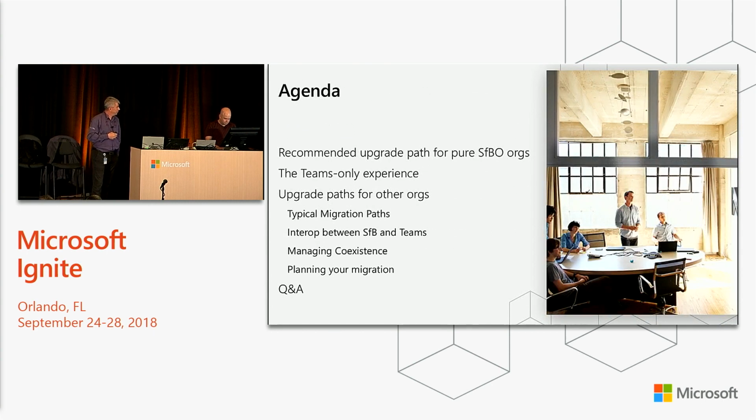So we'll get started with the pure Skype for Business Online orgs, and then BJ will take us through quite a few of the other things. We'll talk about something called the Teams-only experience. That's really what the experience is once you've been upgraded to Teams coming from Skype, okay? And then upgrade paths for more complex orgs. We can take questions as we go as long as they're pertinent to the exact topic we're discussing at that point in time. Otherwise, we'll have plenty of time at the end.